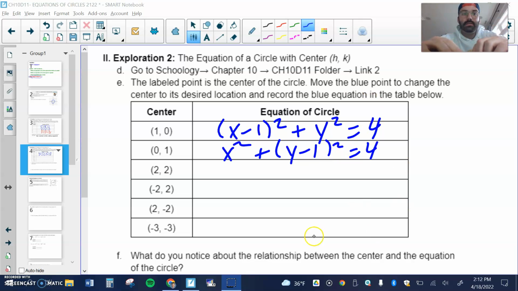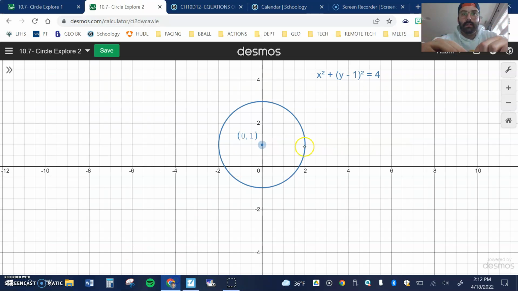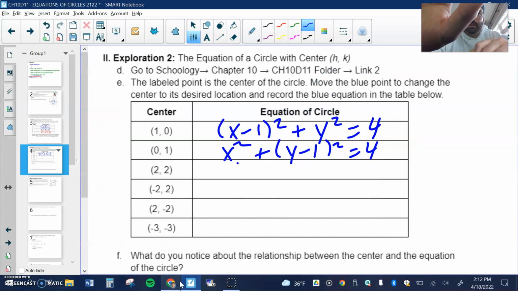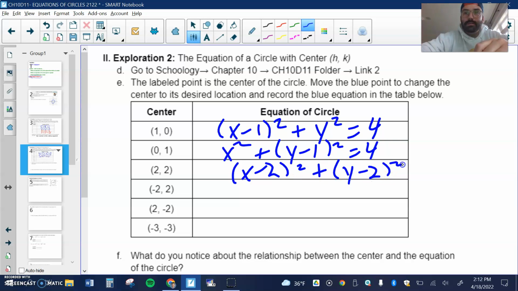2 comma 2. Okay, 2, 2. Let's put that right there. So I have x minus 2 squared plus y minus 2 squared equals 4. There we go. Negative 2, 2. I'm just going to pause it. How about that? And you guys can try and mess around with this if you want to.